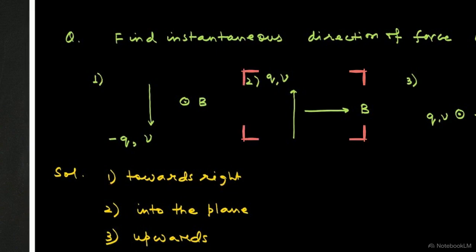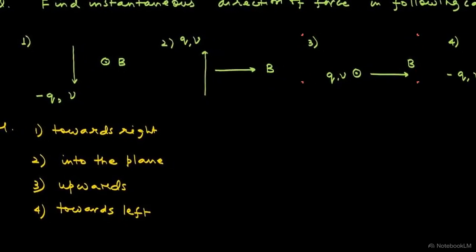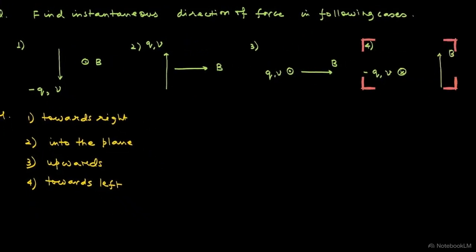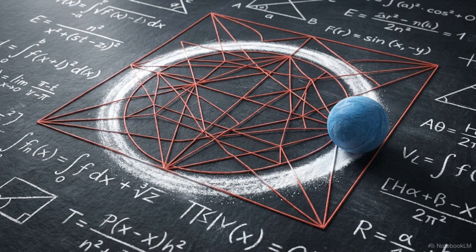In case 2, a positive charge moves up into a rightward field, dictating a force pushing straight down into the plane. Case 3 features velocity pointing outward into a rightward field, forcing the particle directly upwards. Finally, case 4 introduces a negative charge moving into the plane. The geometric rules invert, yielding a force vector pulling to the left. Mapping these vectors turns abstract electromagnetic fields into highly predictable mechanical pathways.